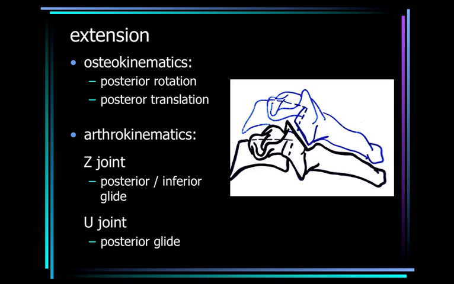For extension, we're now thinking about posterior rotation with a posterior translation, and the arthrokinematics are exactly opposite. The posterior inferior glide occurs at the Z joint, and at the U joint there's also a posterior glide. Again, if you were to think about this as closing, yes, there are more compression forces, particularly in the posterior aspect of the joint during extension, but the anterior aspect of the joint actually does open. Definitely, there is closing of the intervertebral foramen on extension.